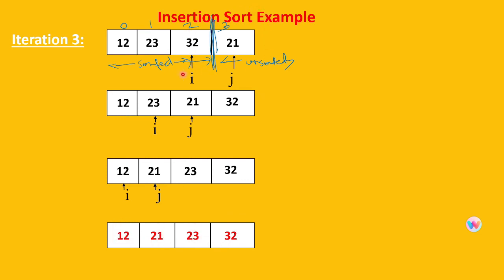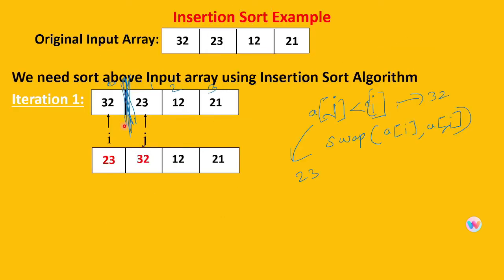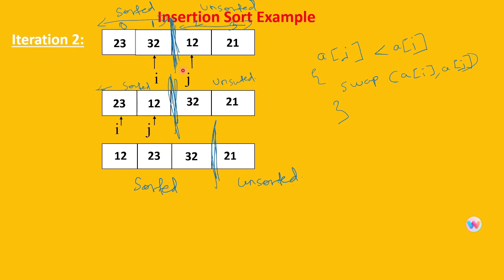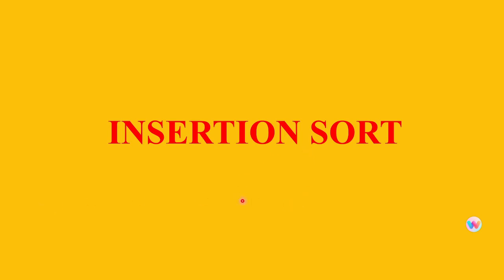Basically in insertion sort, we have to keep the marker. Initially the marker will be after the first element where i is pointing, and j will be pointing to the next element after i. In the next iteration, just increment the values of i and j by 1 position and put the marker wherever i is pointing. Every iteration you have to do this till you reach the end. So this was all about the insertion sort example.